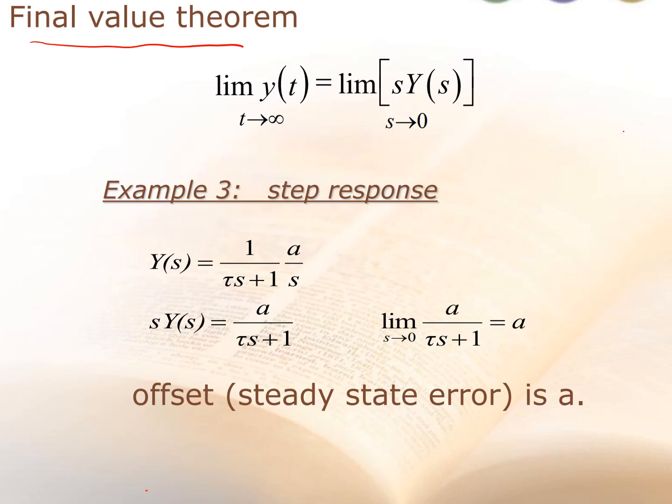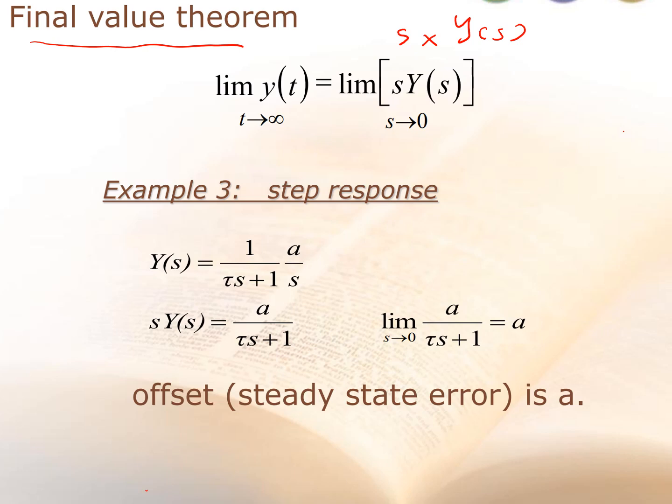Through this final value theorem, we can estimate the final value for the given transfer function. Here we use the limit: the limit of y(t) as time goes to infinity is equal to the limit of s·Y(s), where Y(s) is your transfer function, as s goes to 0. When the time is infinity, s becomes 0.